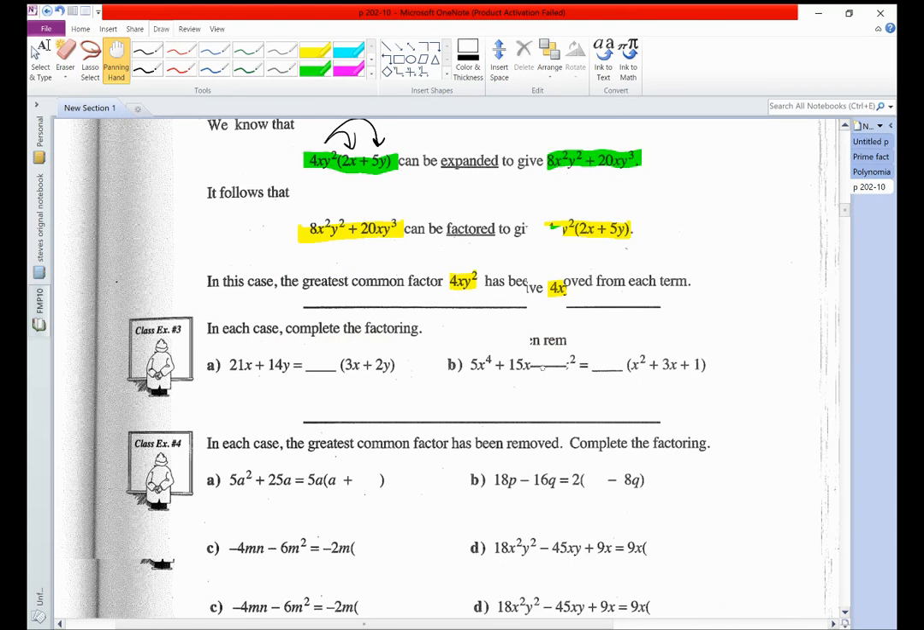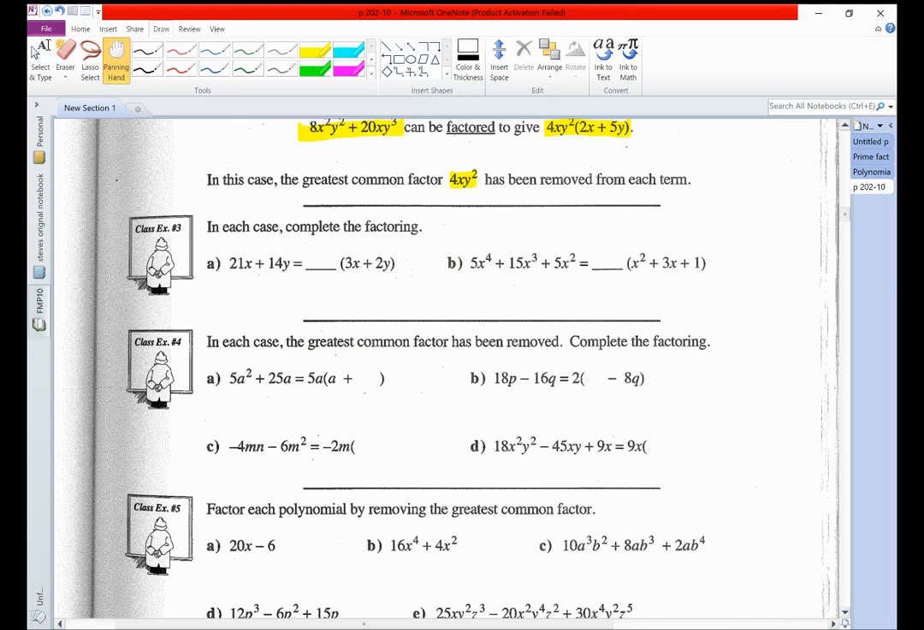So if we look at some examples, it might start to make sense. The question A here wants us to take 21x plus 14y and factor out the greatest common factor. So what's the biggest number we can divide out of 21 and 14? And that is going to be 7. Can we pull out any variables? No, we can't. One has an x, one has a y, so there's no common variables there. So 7 is the greatest common factor. And now we've taken this binomial and we've written it into factored form.